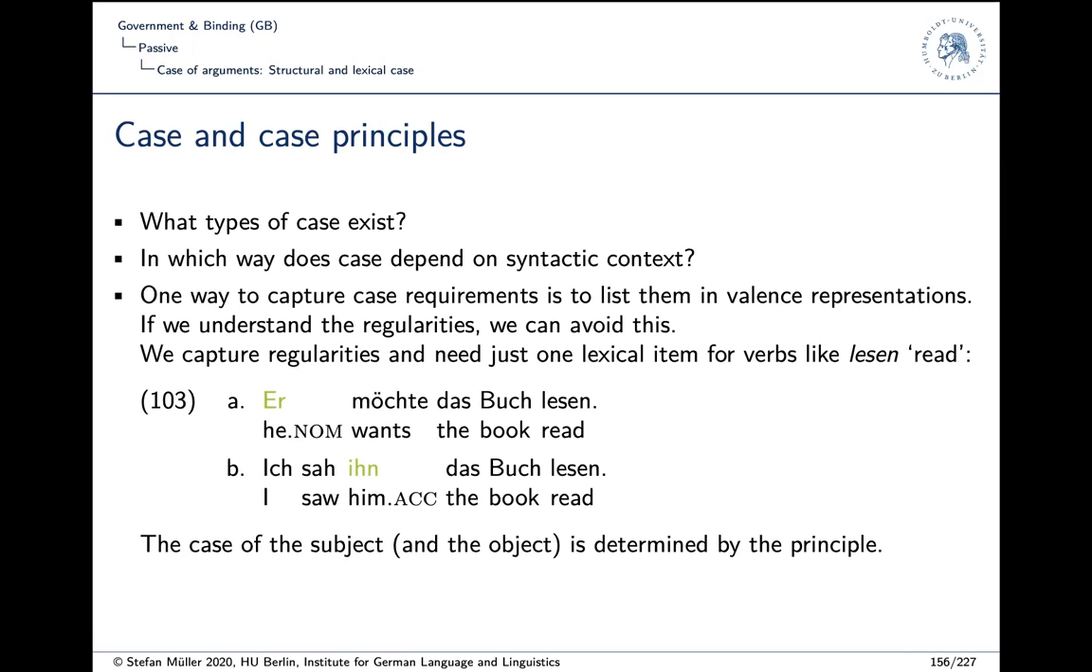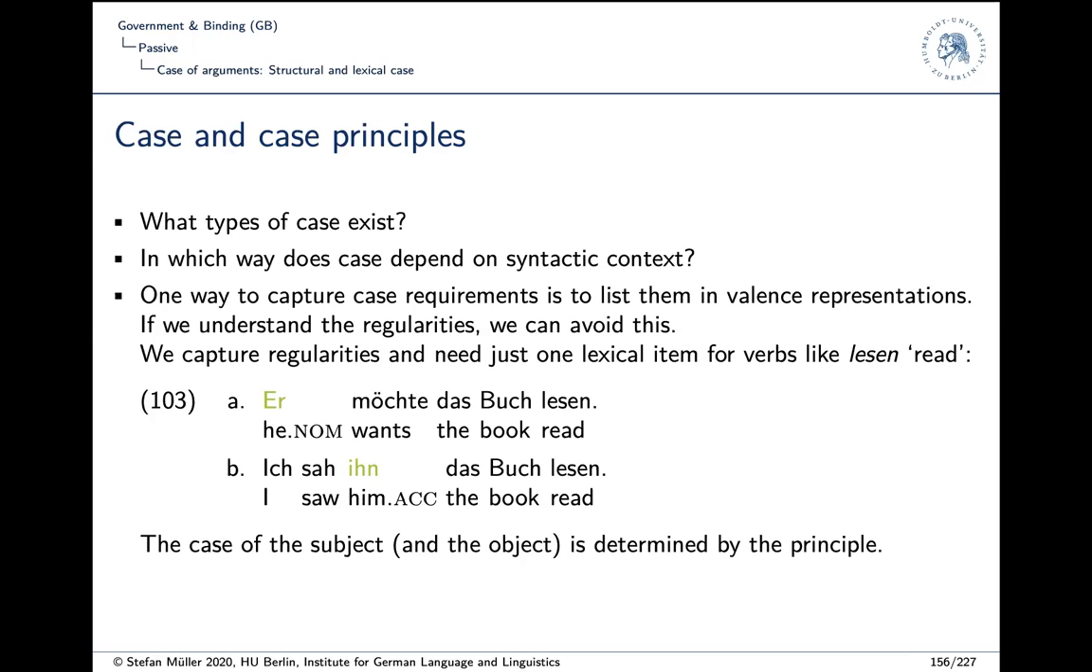If we look at examples like 103, we see that the same verb can appear with arguments in a different case. So if you look at 103a, er möchte das Buch lesen, you see that there is the verb read, lesen, and that the subject of lesen is nominative, er, he, and the object, das Buch, is realized as accusative. Now, if you look at 103b, you see that the subject of lesen is in a different case. So it's ihn, that's accusative, and the object is in the same case.